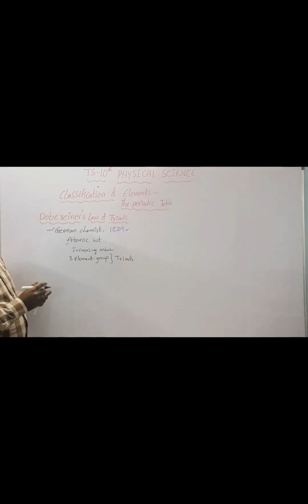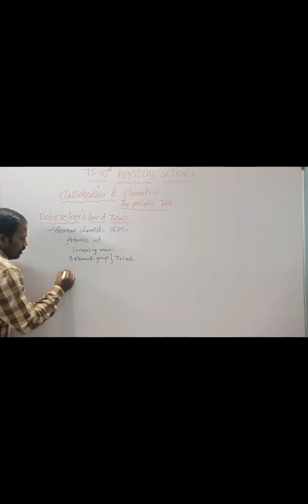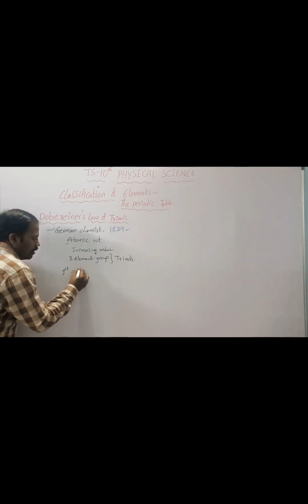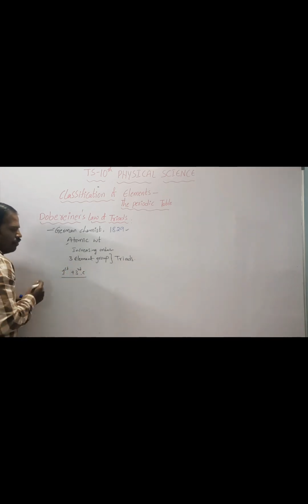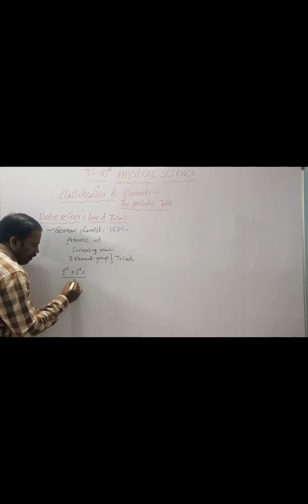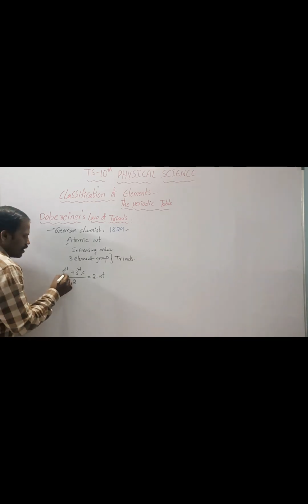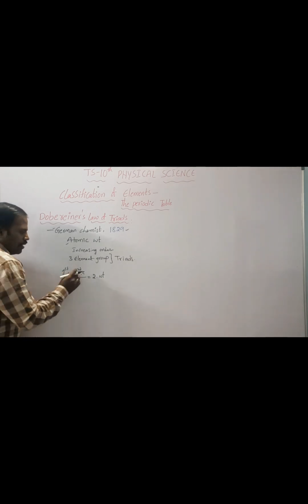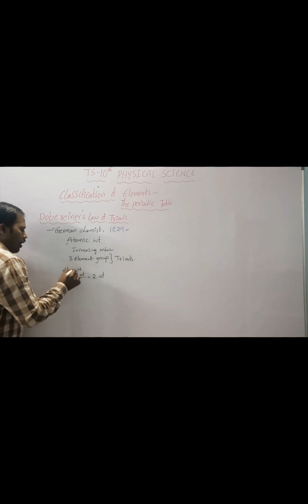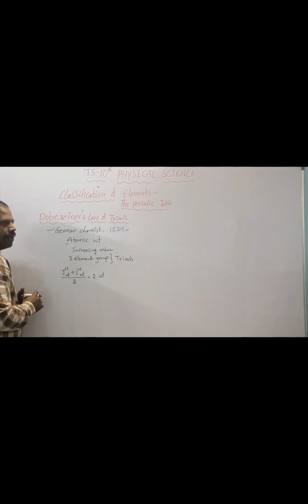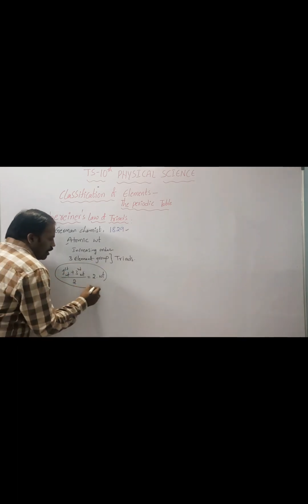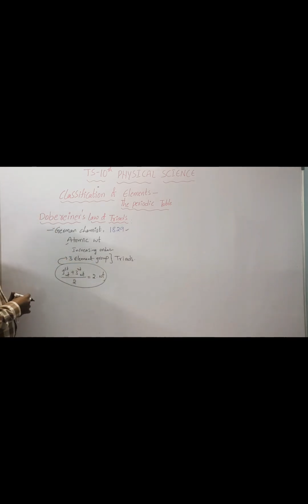So how was the triad defined, and how did he arrange the groups of elements? The average of the atomic weights of the first and third elements is equal to the weight of the second element. You add the first element's atomic weight and the third element's atomic weight and take the average, and that is equal to the second element's weight. Based on this formula, he arranged the three elements.